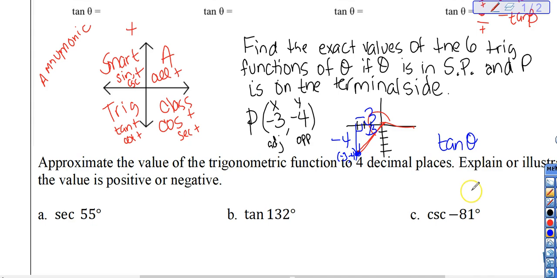I'm in quadrant 3. Positive is opposite over adjacent. So -4 over -3 is 4/3, which in turn lets me find cotangent right away, 3/4. So I know that I've got 2 of my functions completed. What could I do to find cosine and sine? Because I need a hypotenuse to do either of those values.